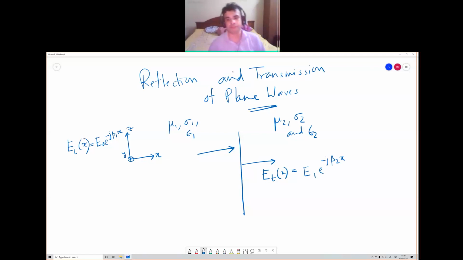Why beta 2 here? Beta equals 2 pi by lambda, and lambda depends on the medium properties. If the properties change, obviously lambda will change. So that's why here the beta will be different. And the part reflected is E2 e to the power of plus j beta 1 x. Why plus here?